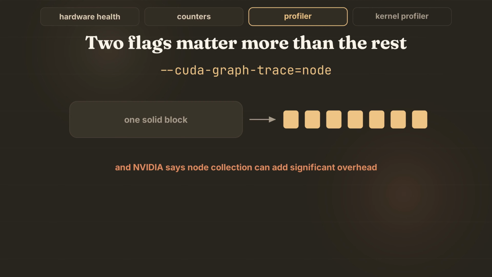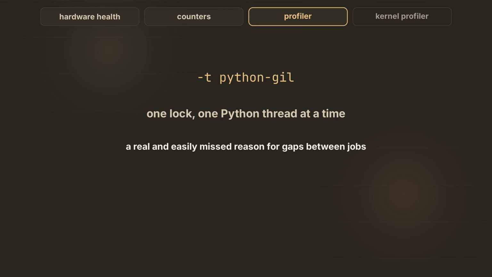Now, the honest half. NVIDIA says node collection can add significant runtime overhead. So we are buying that detail, and you turn it off again afterwards. The second is the Python GIL trace. The GIL is the lock that lets only one Python thread run at a time, and contention on it can be a real and easily missed reason for gaps between the jobs. It's one word on the trace flag, so I'd have it on.